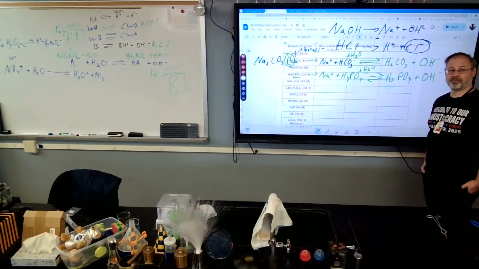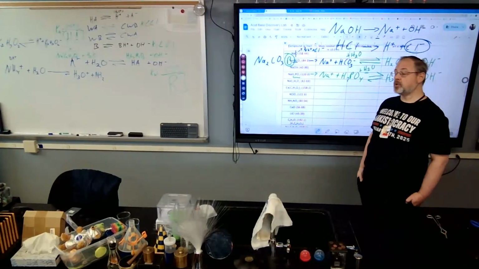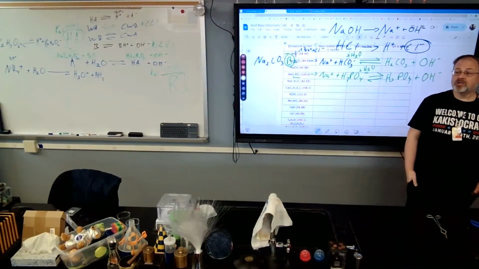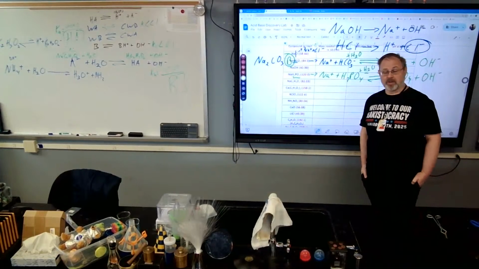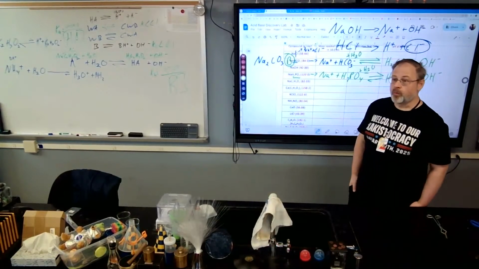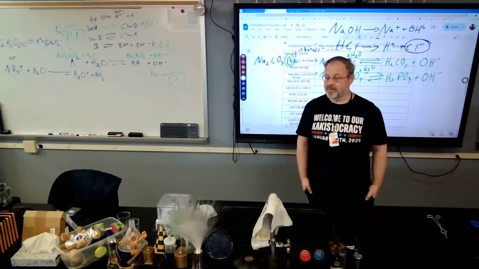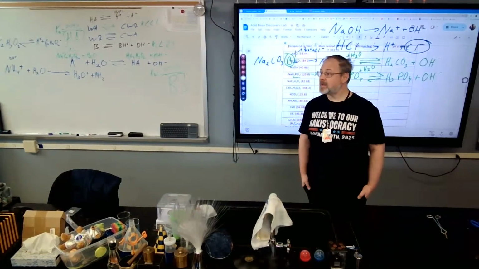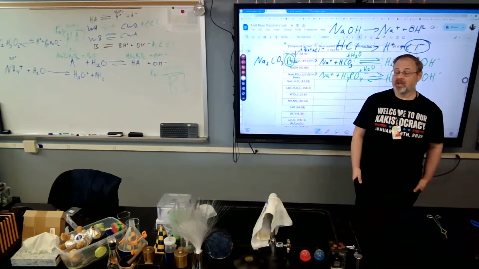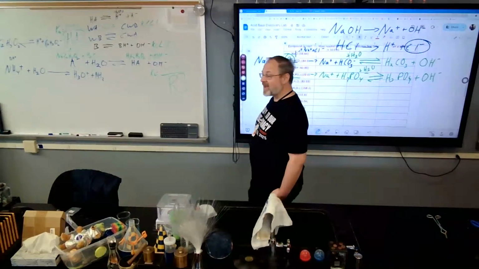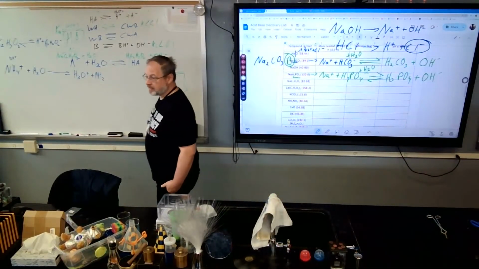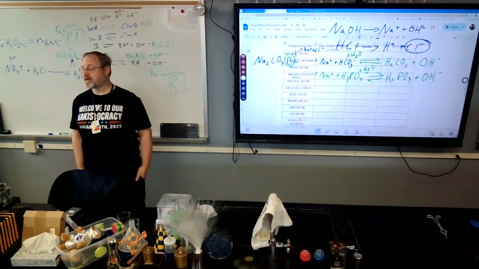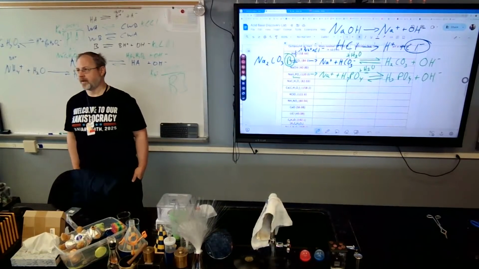So that's the pattern. If you find in your compound a conjugate of a weak acid, that ion will form its weak acid, leaving hydroxide behind. If you find in your compound the conjugate of a weak base, that ion will form the weak base, leaving a weak acid, leaving hydrogen ions behind.